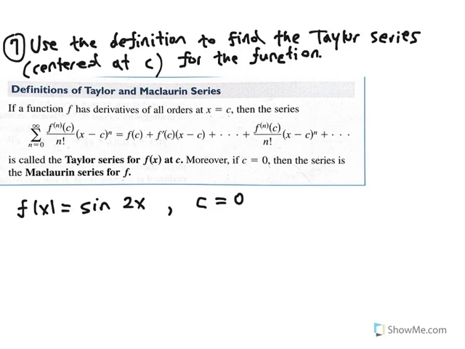So here we have number 7. Use the definition to find the Taylor series centered at c for the function. Our function is f of x is equal to sine of 2x, and the center is c is equal to 0. So just like we did in example 1, and just like we do for any problem of this type, we need to find what the coefficients are in our power series. So we need to find the derivatives of this function and evaluate the function and its first few derivatives at c is equal to 0.